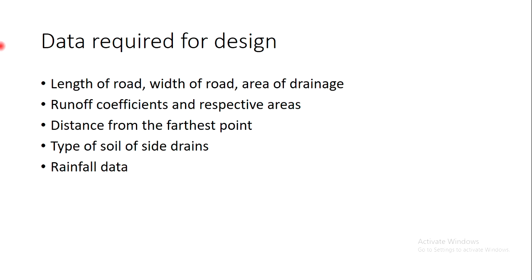And this is about the data required for the design. Once we know the length of the road, the width of the road and the area of drainage, the runoff coefficients for different types of surfaces and the corresponding areas, and the distance from the farthest point, along with chart 1 for the type of soil of side drains, which fixes the allowable velocity as well as Manning's roughness coefficient, and the rainfall data, we can easily design the side drains.